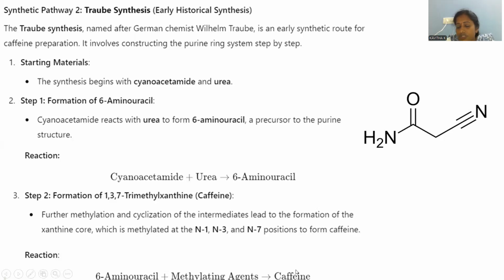Just now we indicated that caffeine resembles either guanine or adenine. There is a slight change between the uracil and the guanine or adenine, right? So whatever uracil part we have, by adding a methylating agent, we are simply able to convert it into caffeine. This is the one we can start with cyanoacetamide.